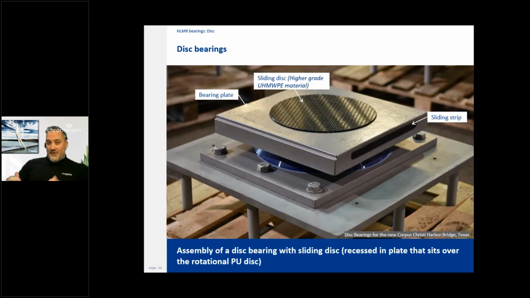And this is a sliding version of a disc bearing. This is a good demonstration of another kind of sliding material possibility: ultra high molecular weight polyethylene at the top, and a sliding strip out of the same material. We'll go into a little detail about what that is exactly, but just that there are material options, and this is a sliding version of a disc bearing.